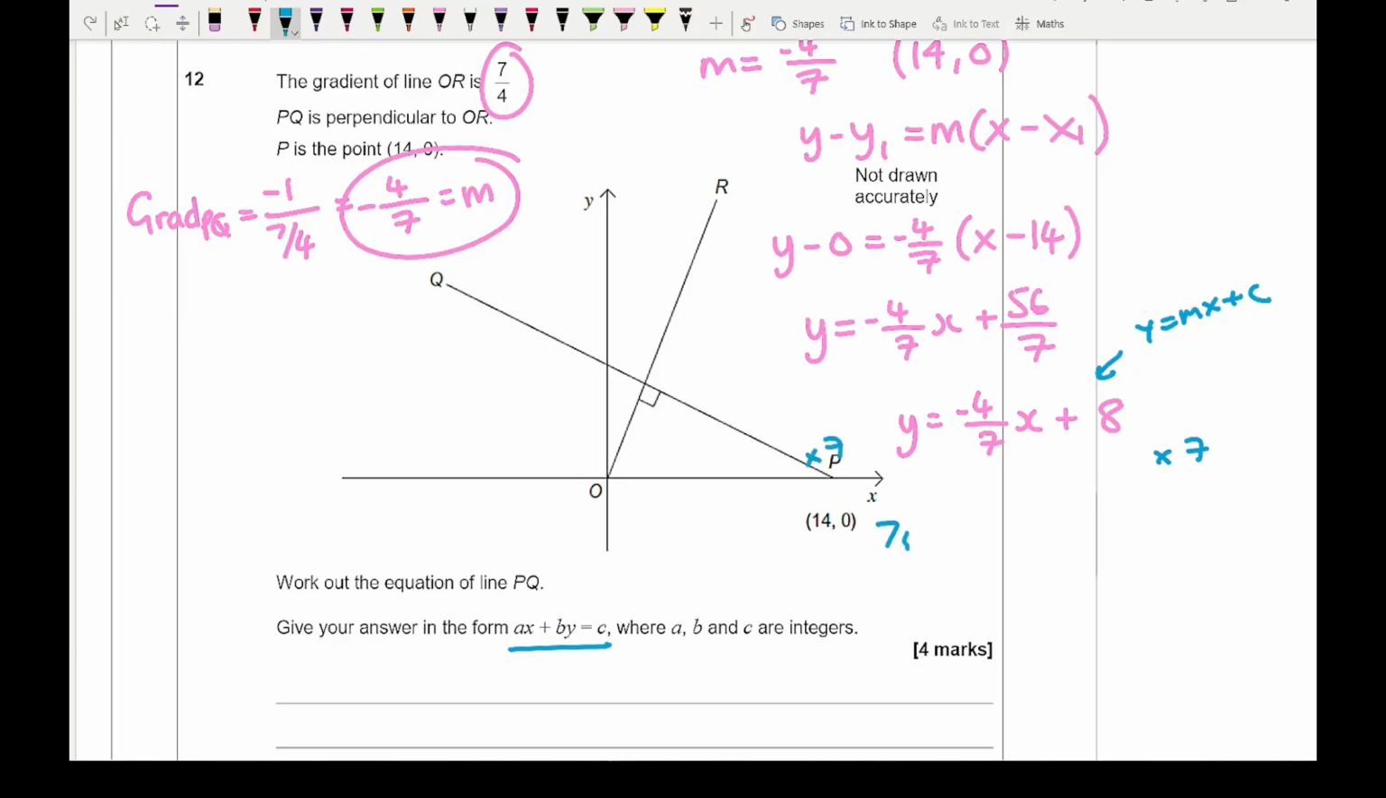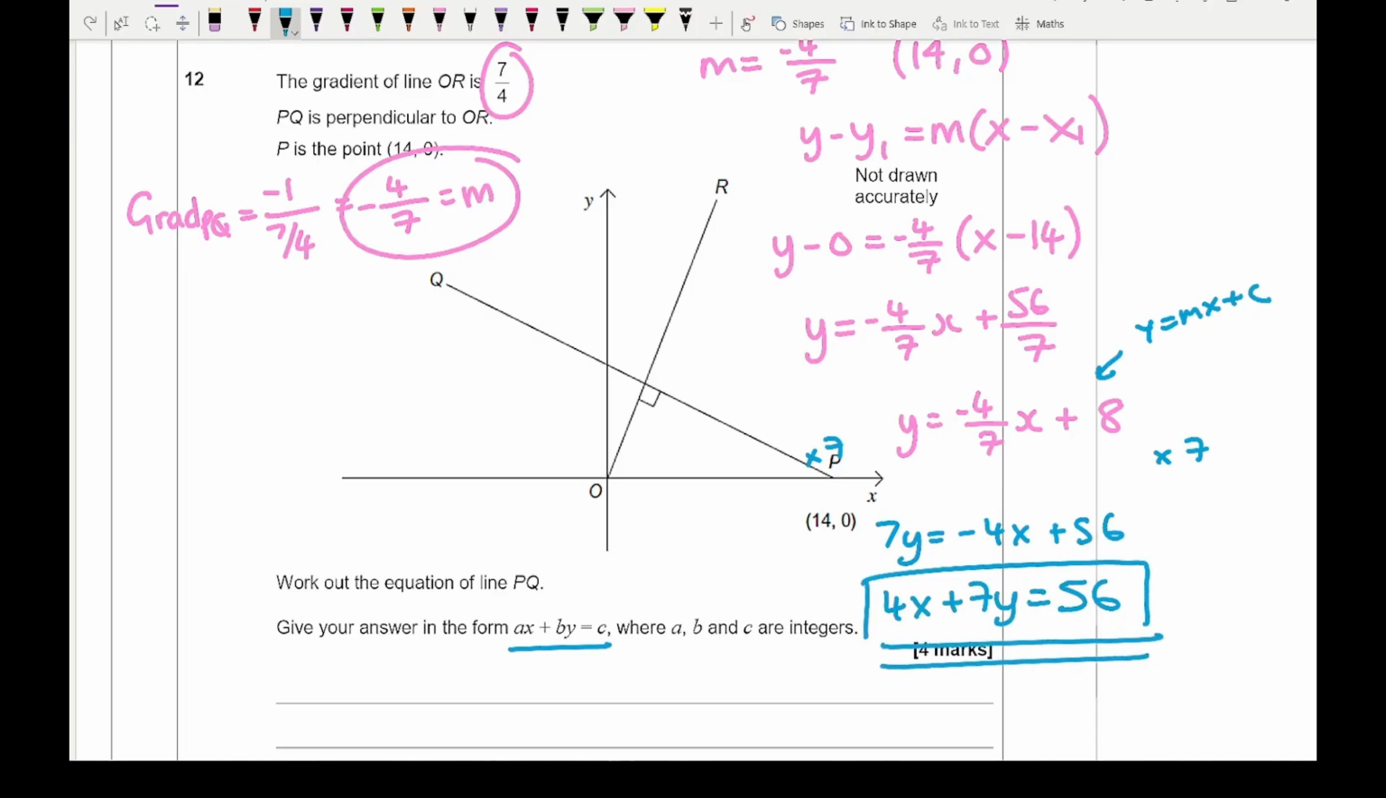So here we're going to end up with 7y, minus 4 over 7 times 7 is minus 4, so it's going to be minus 4x, and then 8 times 7 is 56. So then all I need to do is put the x's and the y's all on one side. So I've got 4x plus 7y equals 56, and there is my final answer.